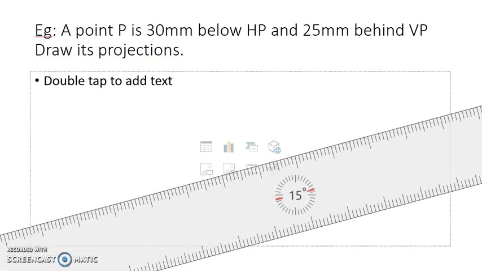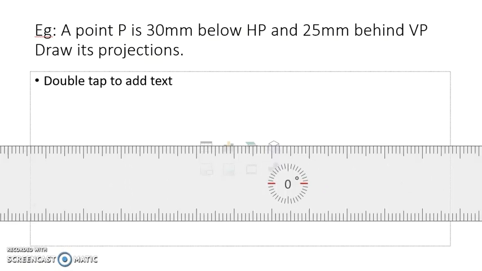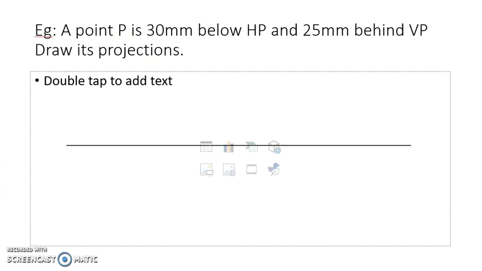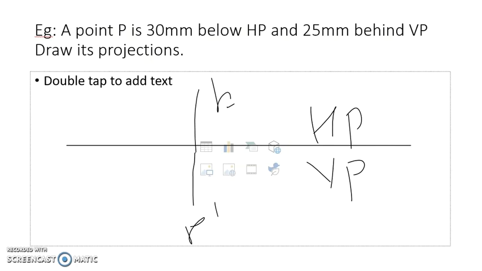So this is my XY line. Now from XY line, point P is 30 mm below, so it will be 30 mm below. So this will be my P dash point, and 25 mm behind, that is from XY line 25 mm above XY line, that is my P point. So here this is VP and this is HP. So this is the condition of third quadrant.